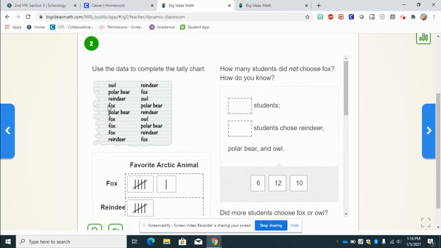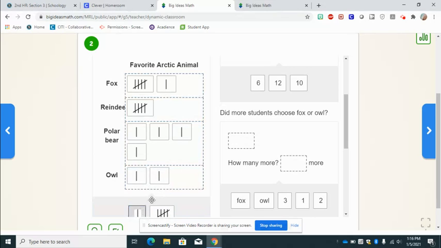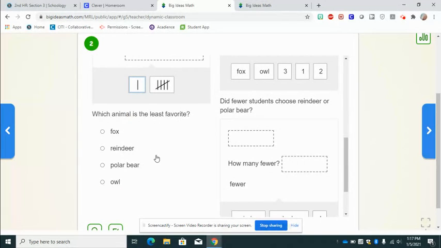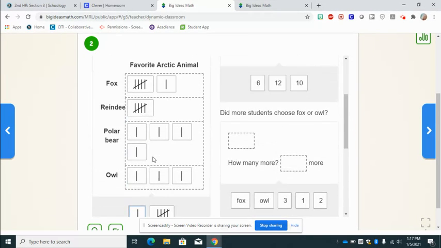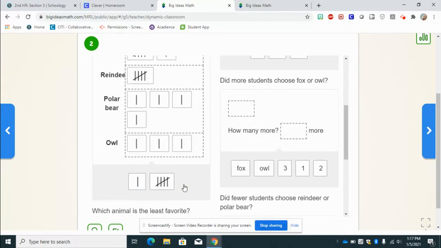Okay, and then we're going to look at our owl. So there's 1, 2, 3 that chose owl. So 1, 2, 3. Okay, and then our question says, which animal is the least favorite? That means which one has the smallest number. So if we go back and look at our chart, we can see that owl only has 3 and the rest have more than 3. So owl has the smallest number. It is the least favorite.